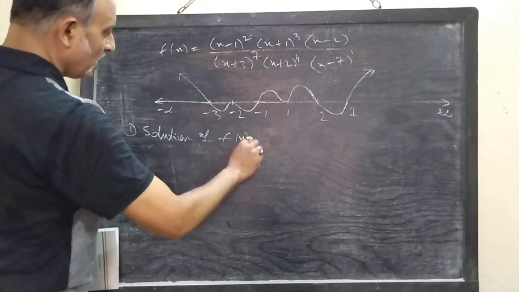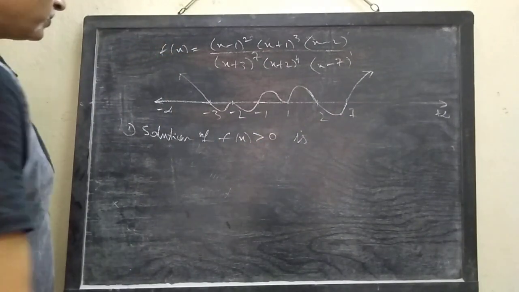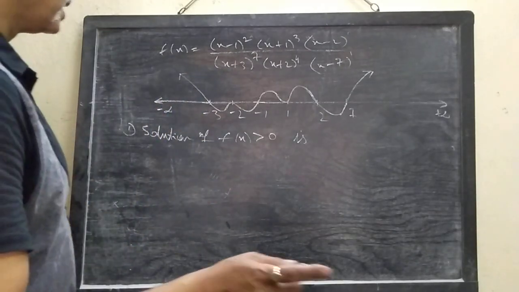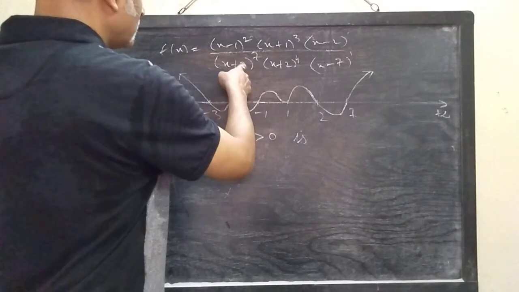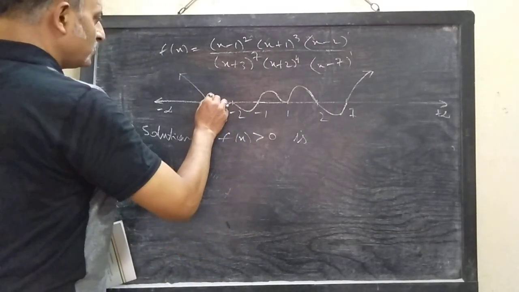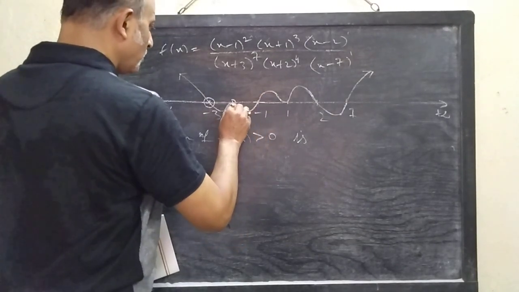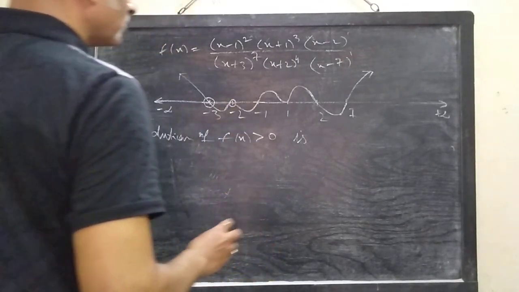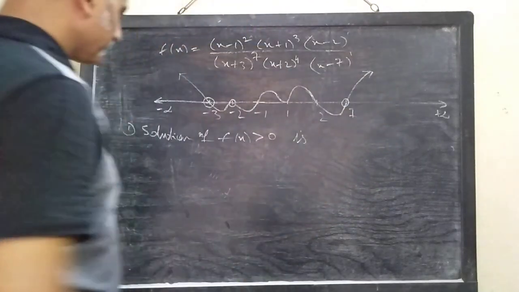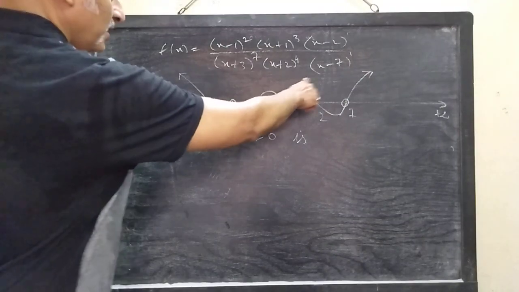Now, number 1, solution of f(x) greater than 0. Now find where the graph is above the x-axis. Next our duty was to mark the zeros of the denominator with open circles. Minus 3, this will be an open circle. Minus 2, this will be an open circle because these points can't belong to the solution. And this 7 will be an open circle. f(x) is more than 0 here, here, here and here.